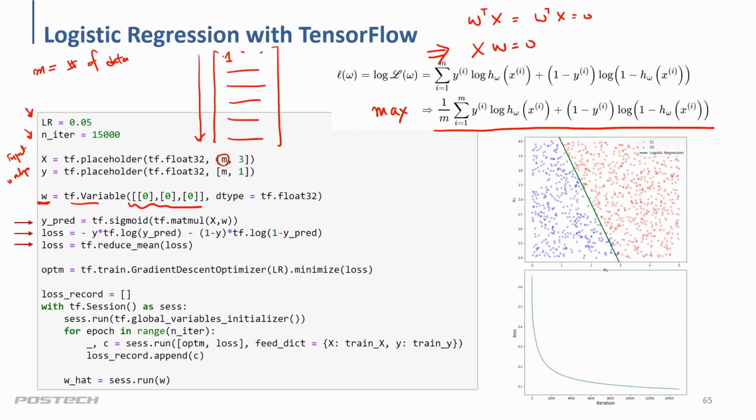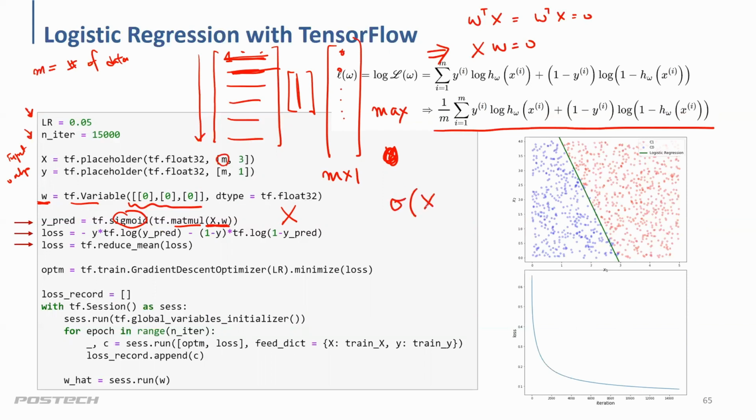For x and omega, we will do this kind of computation. And these will be m by 1, which is y, the x matrix multiplication by omega. I didn't use a transpose because the capital X is already transposed. Now I'm going to take the sigmoid function. So here it's sigmoid of x omega.